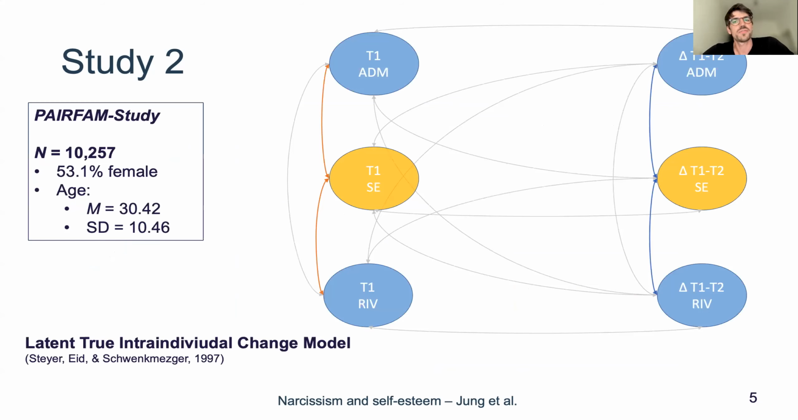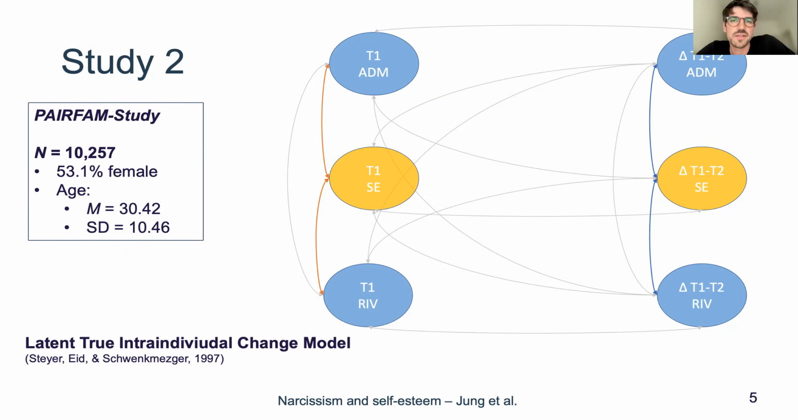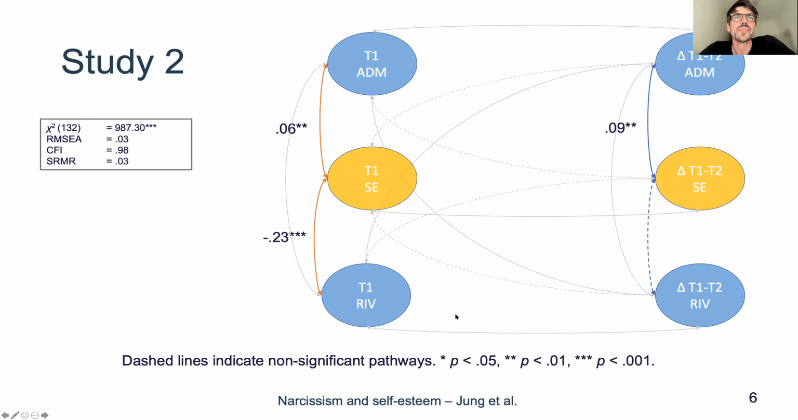We used 2 waves of data spanning a time period of 2 years and including approximately 10,000 participants in early to middle adulthood. And we applied the same statistical approach as in study 1, with the only difference that we simultaneously estimated 3 true intra-individual change models, one for admiration, one for self-esteem, and one for rivalry.